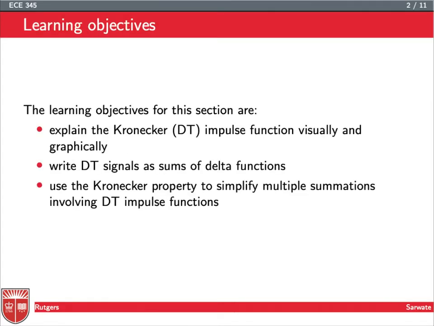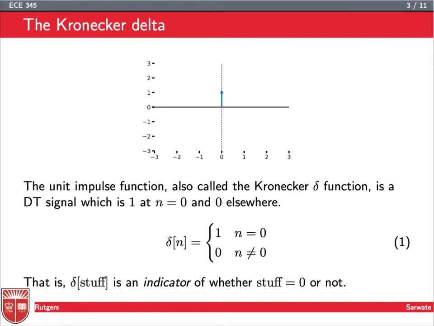So our objectives for this video are to explain the impulse function and to be able to write discrete time signals as sums of impulse functions. It turns out you can write any discrete time signal as a linear combination of impulse functions, and we'll see why that is. It's fairly straightforward. And then we're going to use this Kronecker property to simplify multiple summations involving impulse functions. That will appear a bit later, when you have to do some calculations to solve some problems.